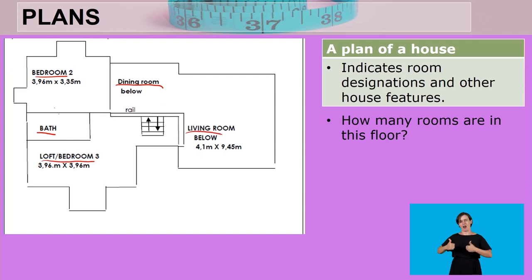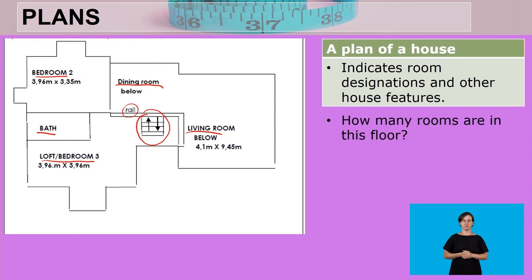Now, in this particular house, we are also given the rail. We are given now the staircase. What does the staircase indicate to us? It indicates that this particular house has more than 1 floor. So it has a ground floor, the first floor, the second floor. So it has more than 1 floor.